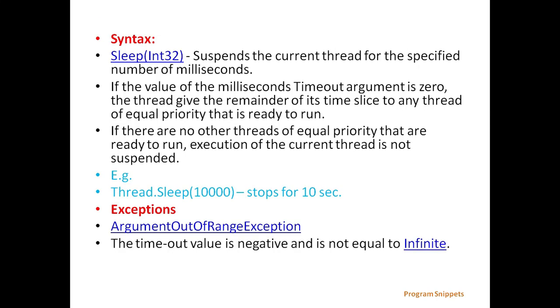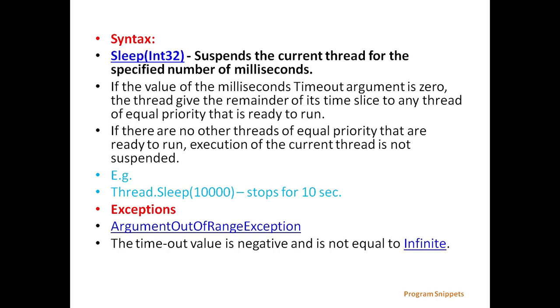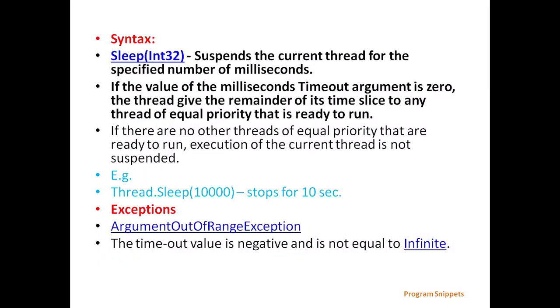The general syntax for defining a sleep method with a specified number of milliseconds is Sleep with parameter Int32, which suspends the current thread for the specified number of milliseconds. If the value of the millisecond timeout argument is 0, the thread gives the remainder of its time slice to any other thread of equal priority that is ready to run.